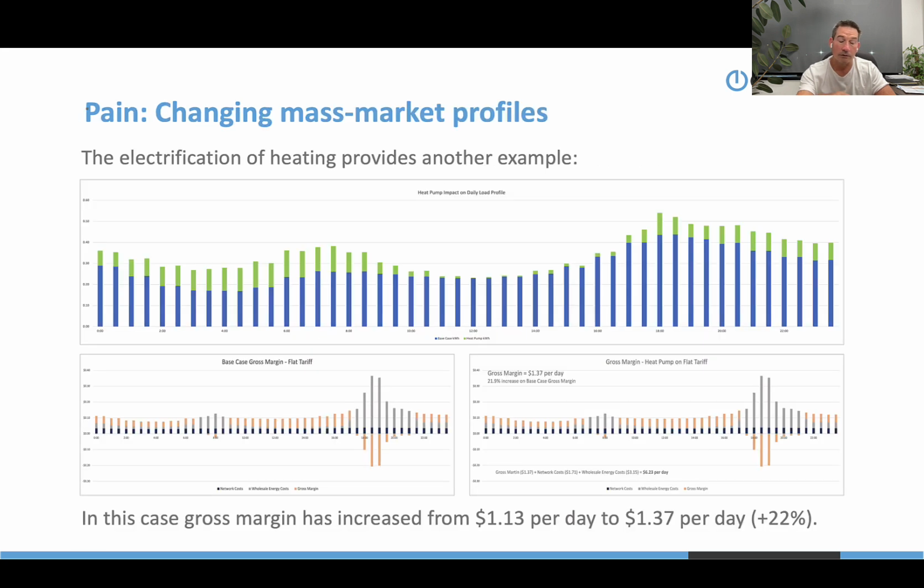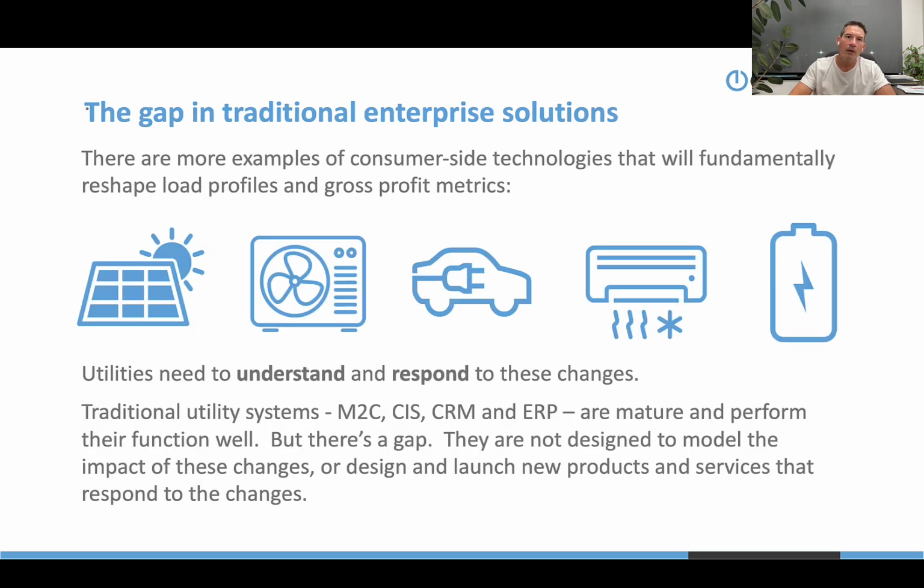Now, not all technologies are the same, obviously. Here's another example. This one's of an electric heat pump, so the electrification of heating. This shows how it's increasing the electricity profile, and also in this case, increasing gross margin. And there are all sorts of examples and increasing rates of penetration of these consumer-side technologies that are fundamentally changing your load profiles and your margin and other metrics.